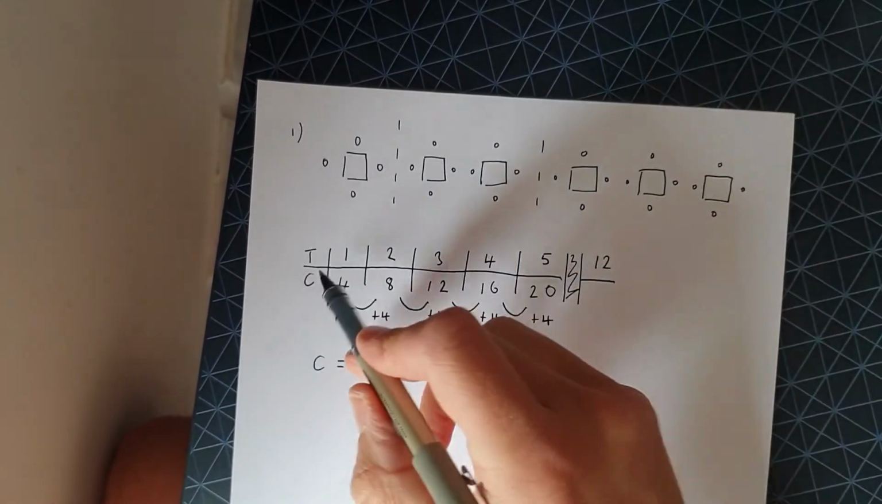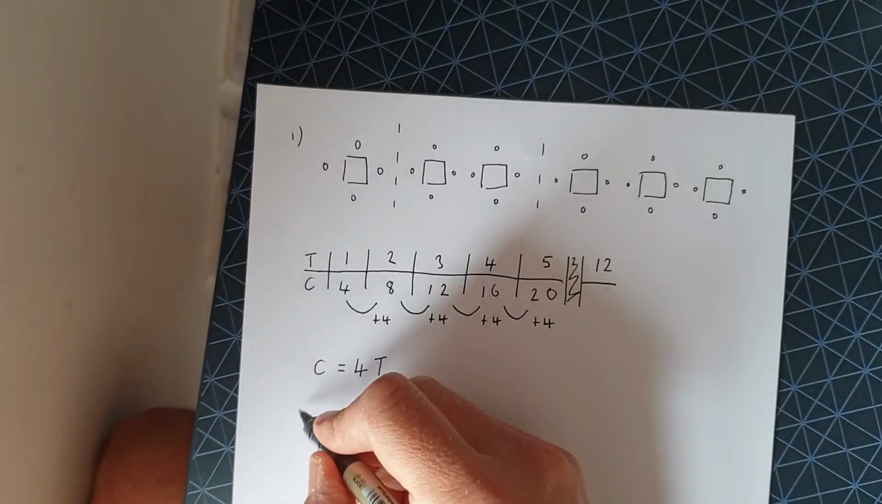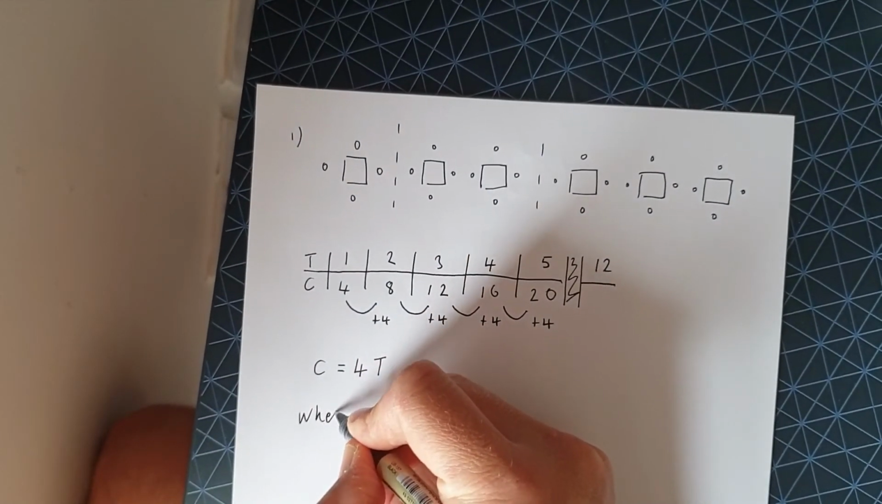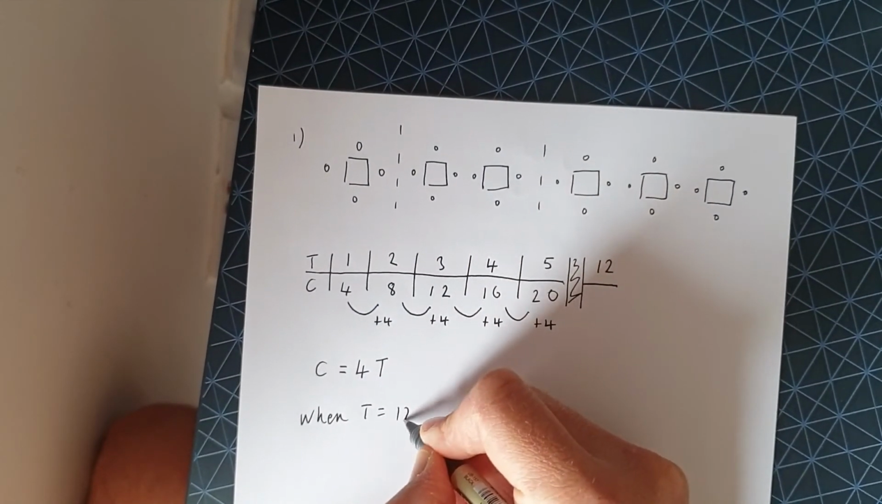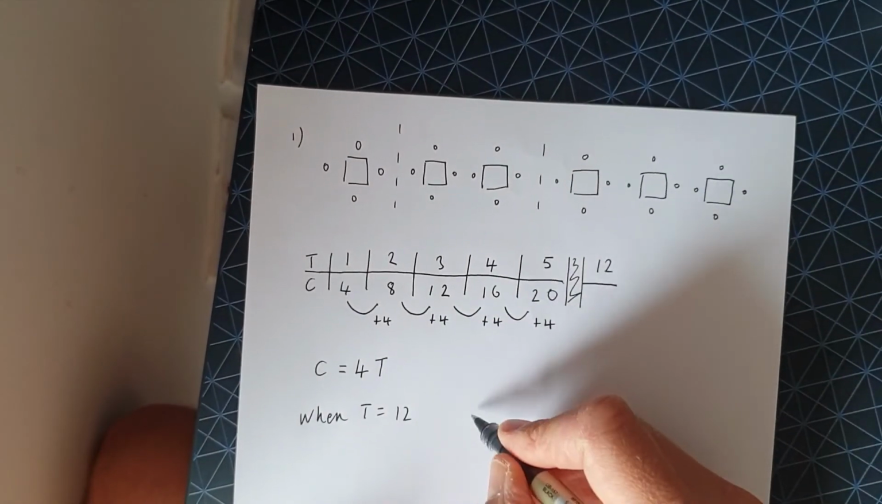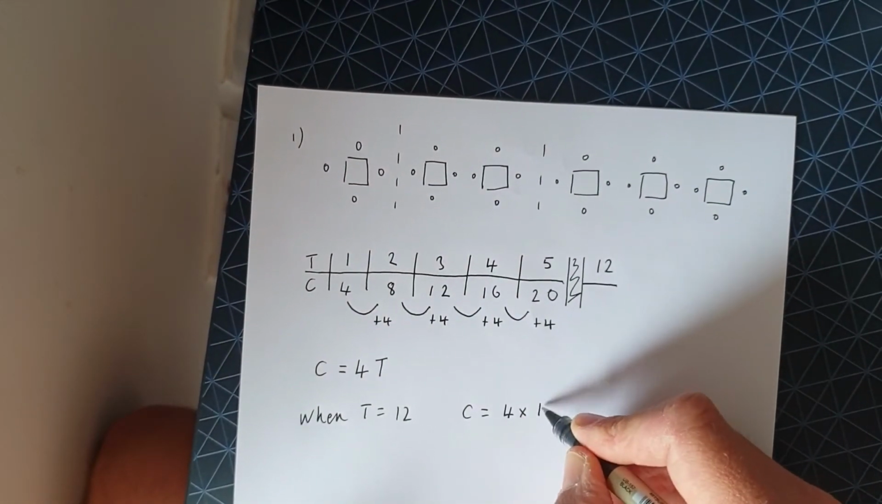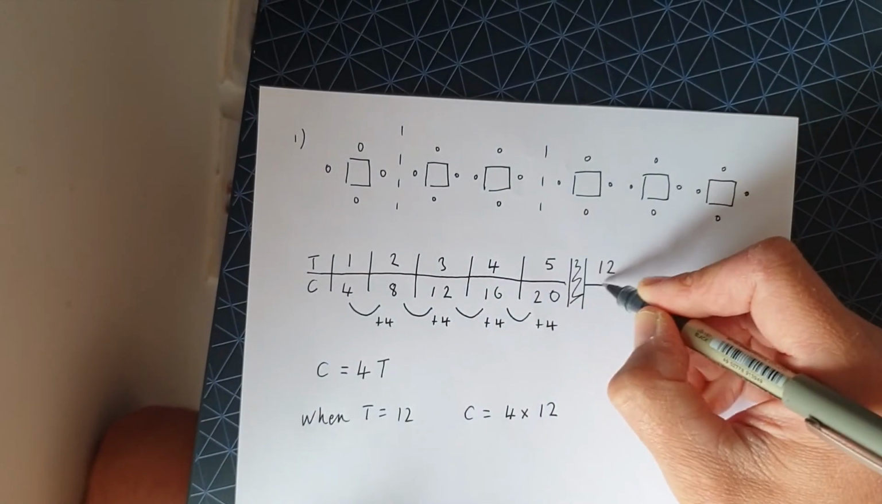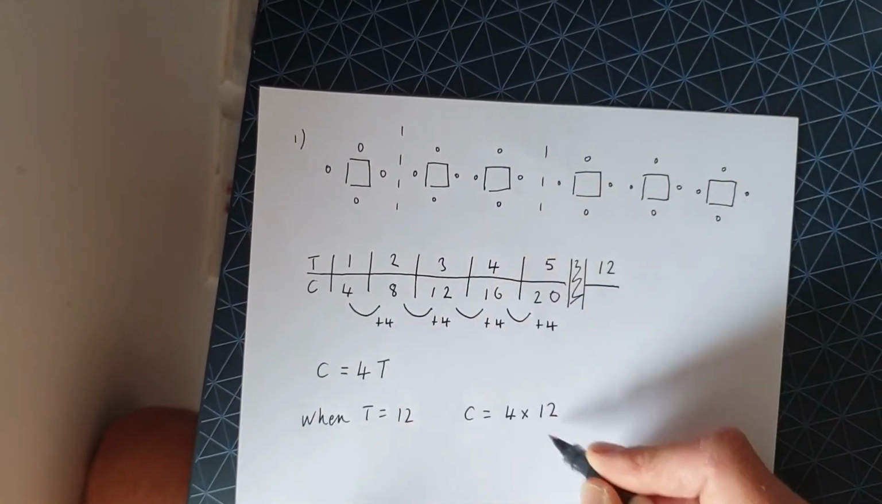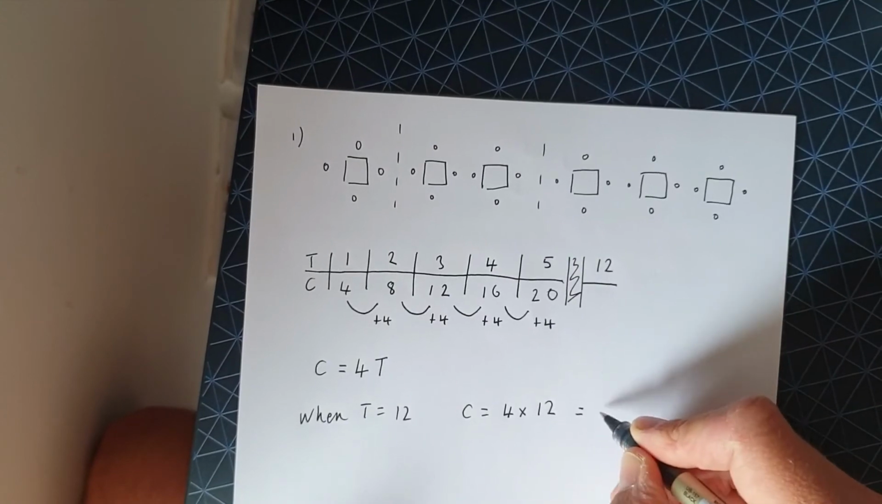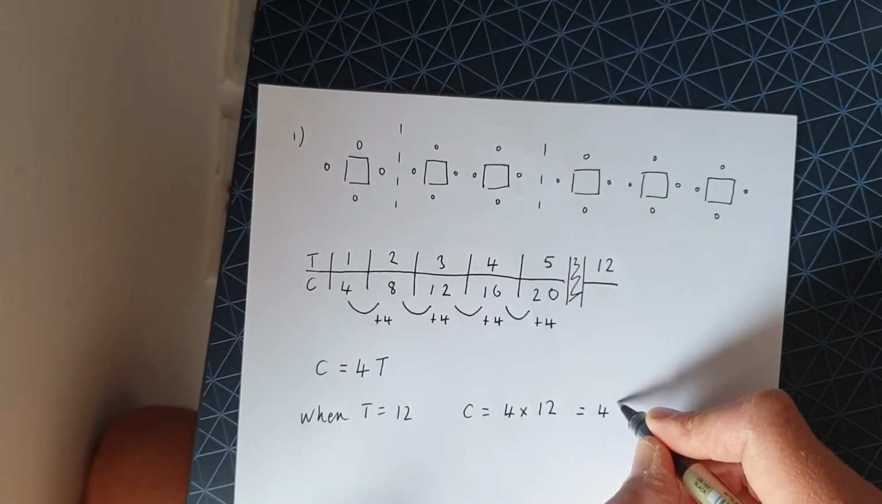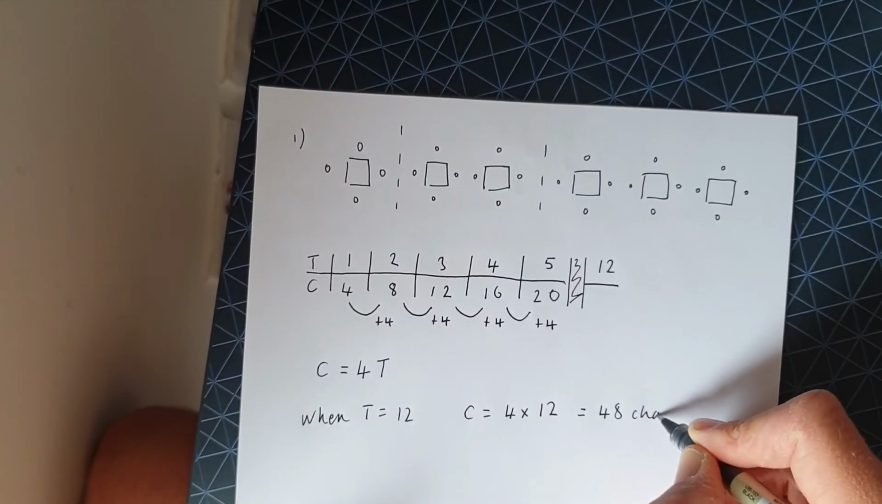But with my formula, I know that t is 12, so all I do is I say when t equals 12, and we just sub it into the formula. C equals 4 times 12. Okay, it tells you t is 12, so we replace t in the formula with 12, and we get 4 times 12, which is 48. So we would need 48 chairs.